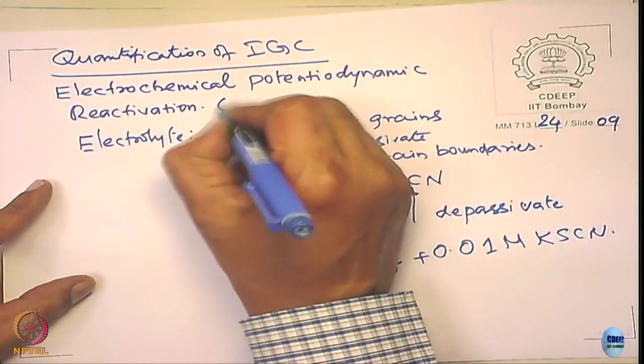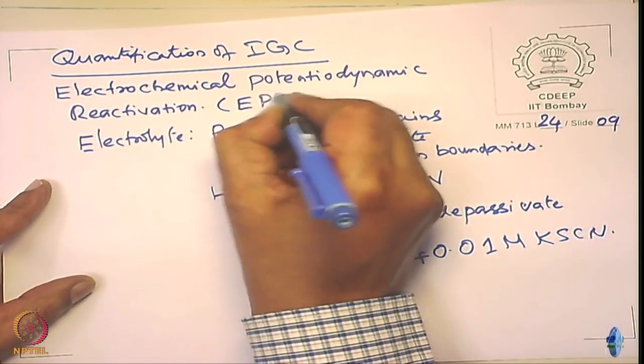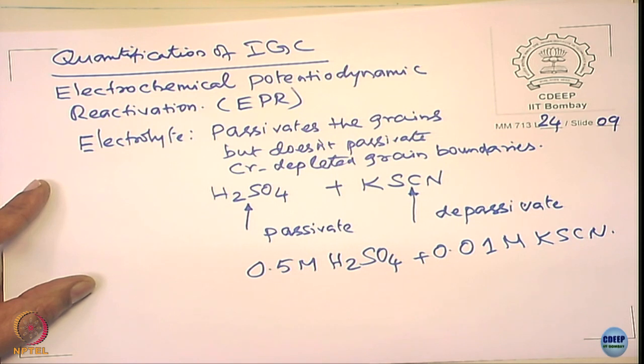The same thing is not applicable for duplex stainless steel or nickel based alloys. This is applicable only for the 304 and probably 316, and so you need to change the composition in case the alloys are changed. This is called the EPR test, electrochemical potentiodynamic reactivation. Yeah, EPR test.